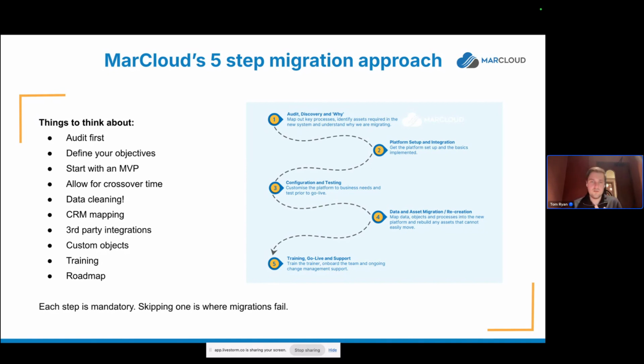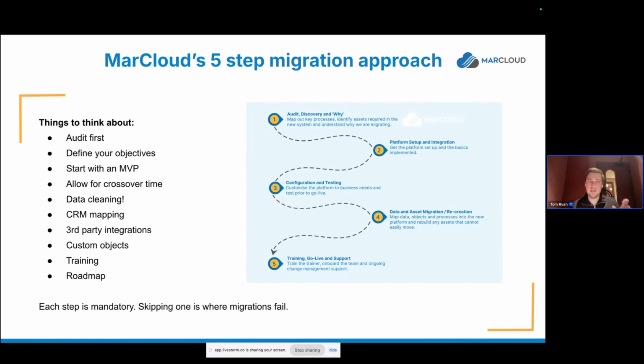Number 3 is the configuration and testing. So this is now fine-tuning it and tailoring it to your business, and then testing those processes. Phase 4, moving the assets across. Normally that's a targeted migration. So we understand what we need to rebuild versus what we need to move across data-wise.